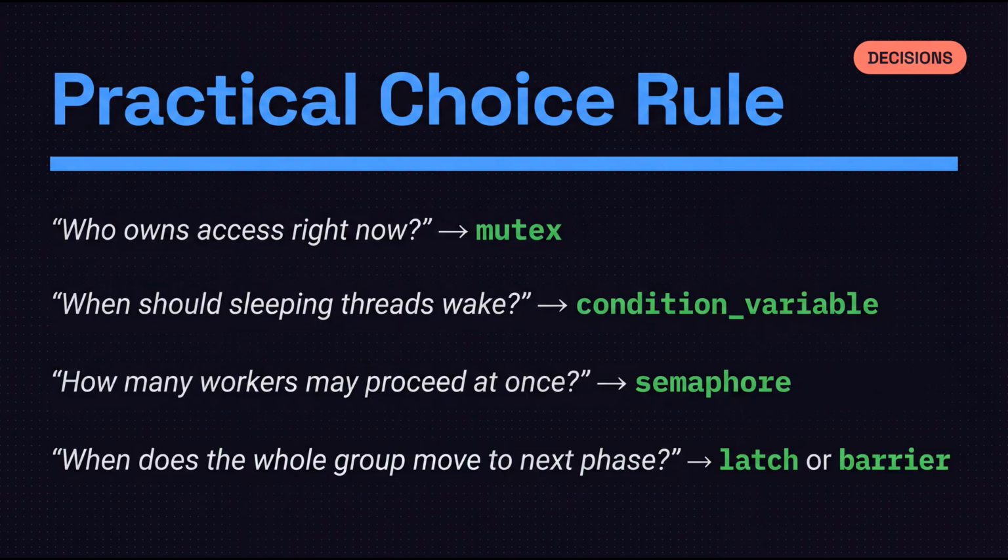If the question is, how many workers may proceed at once? Use a semaphore. Cap concurrency to a fixed limit. If the question is, when does the whole group move to the next phase? Use a latch for one-time synchronization or a barrier for repeated phases. Ask the question first. The answer tells you the primitive.